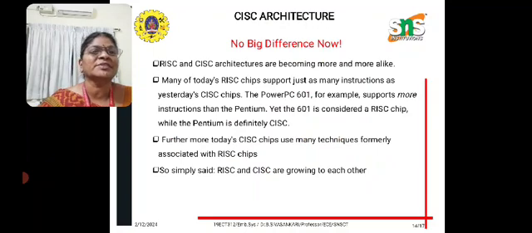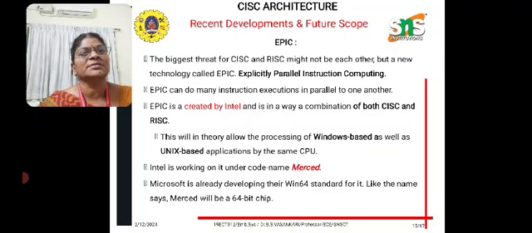So there is no big difference now. RISC and CISC architectures are becoming more and more alike. Many of today's RISC chips support just as many instructions as yesterday's CISC chips. So simply we can say RISC and CISC are growing toward each other. These are the recent developments and future hopes of RISC and CISC.